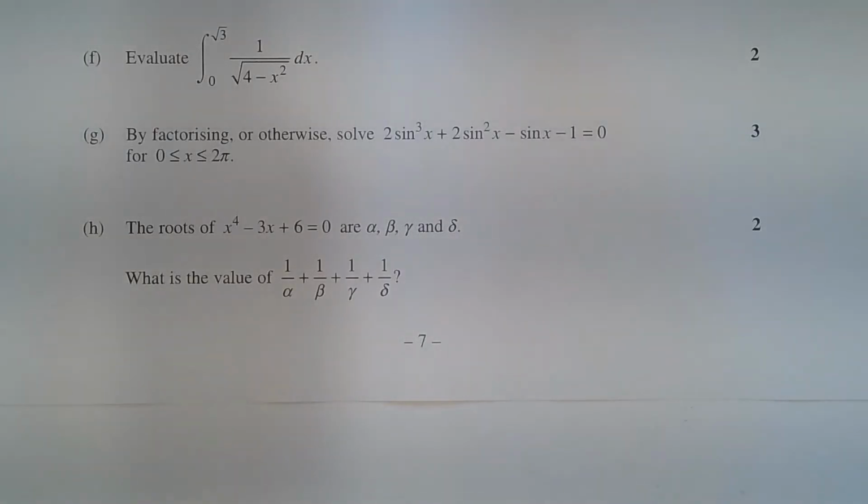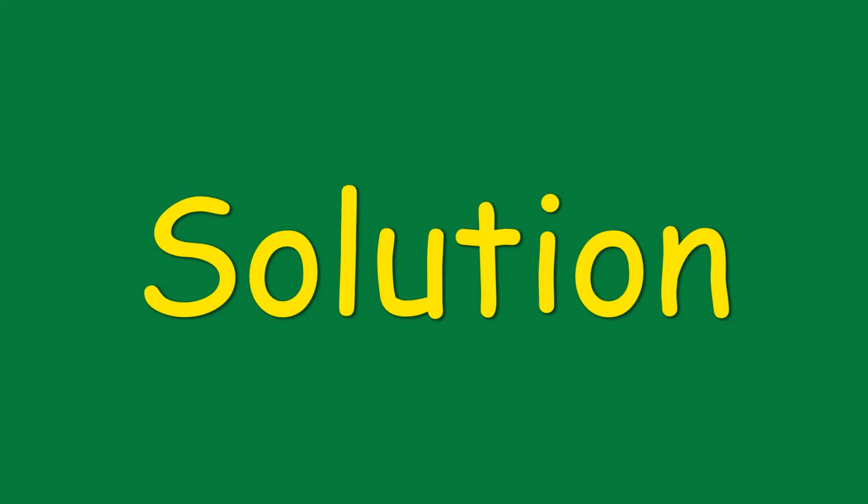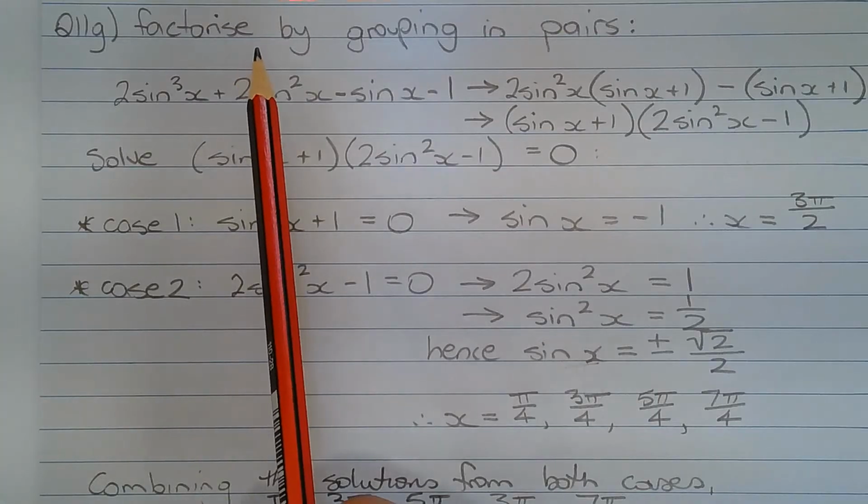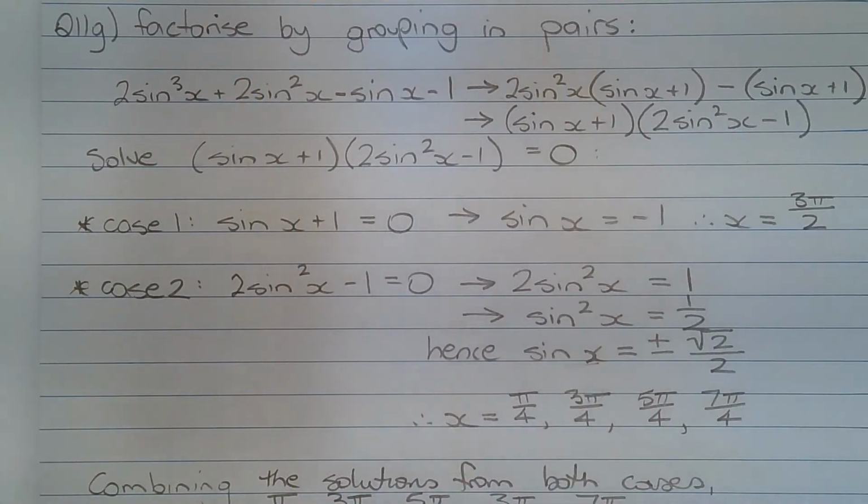Question 11g. By factorising, or otherwise, solve 2 sine cubed x plus 2 sine squared x minus sine x minus 1 equals 0 for x greater than or equal to 0 and less than or equal to 2 pi. Factorise the left-hand side by grouping in pairs.